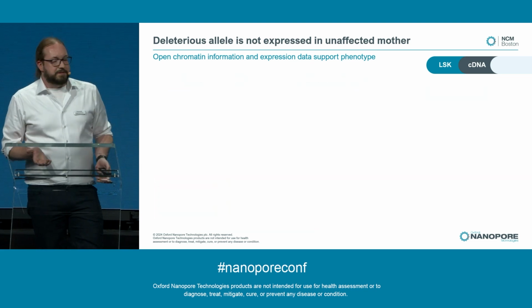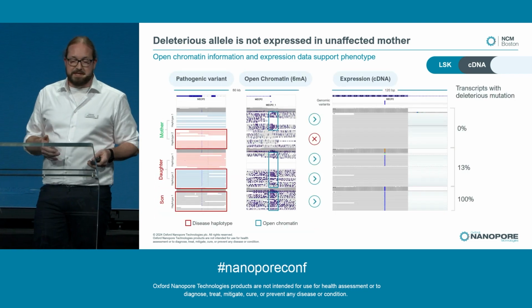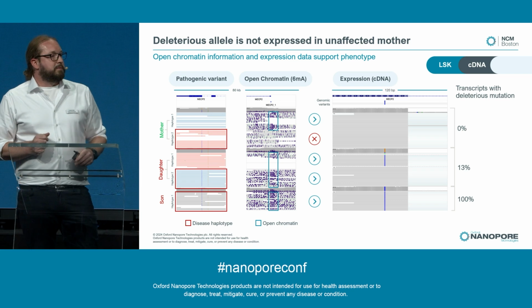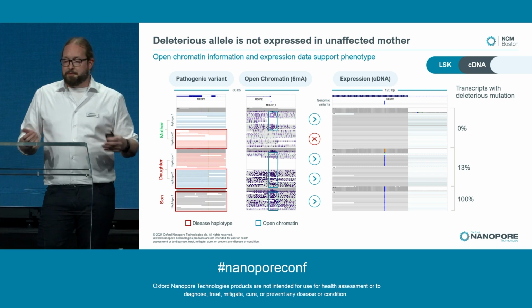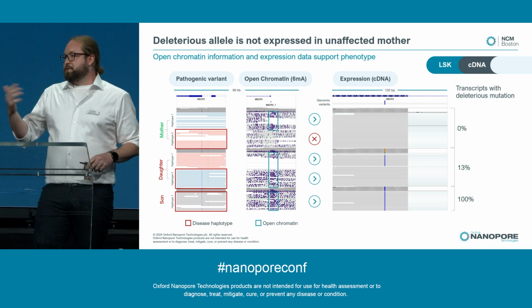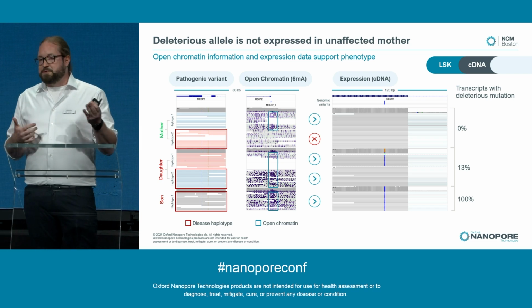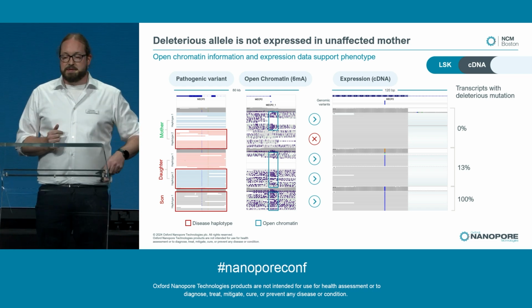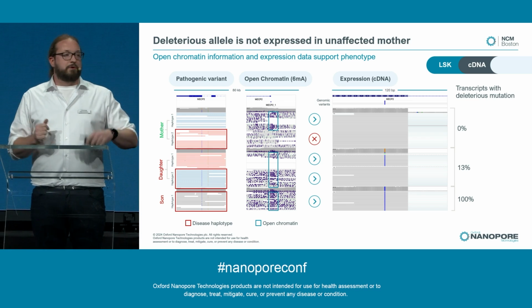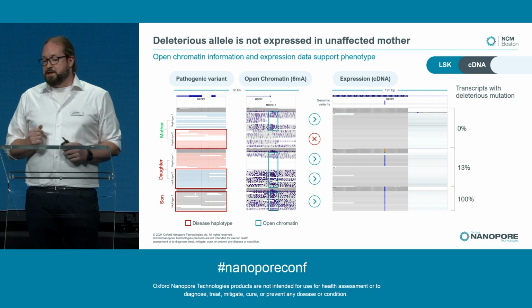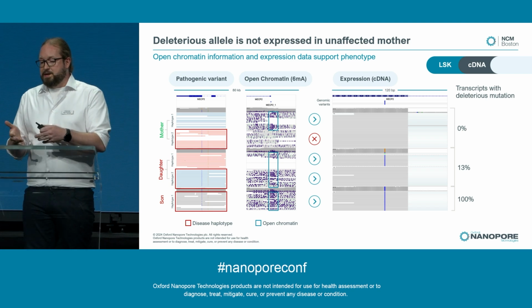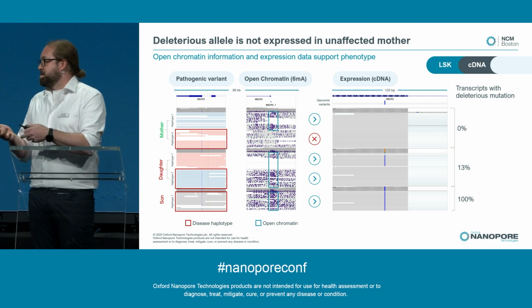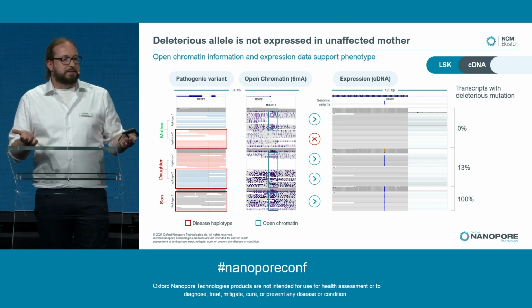If we do the same analysis for the daughter and the son, we see that in the daughter, in the middle, you have open chromatin on both haplotypes. So we'd expect that both haplotypes are expressed, and we see in the cDNA data that roughly 13% of the transcripts have the variant. In the son, there's only one copy of the X chromosome, so all the reads have the variant. This explains why the mother can have the same pathogenic variant and be unaffected, while the kids are affected.